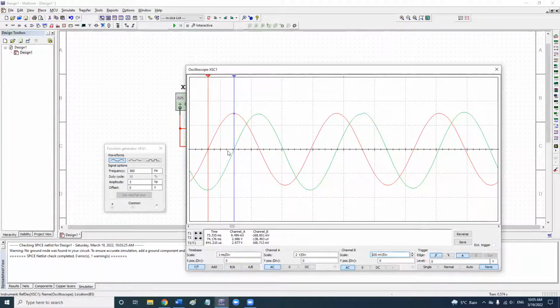So this is delta t. This is your delta t. So let me write this down. So we have 841.210 milliseconds for delta t, right? We need to know the total period.